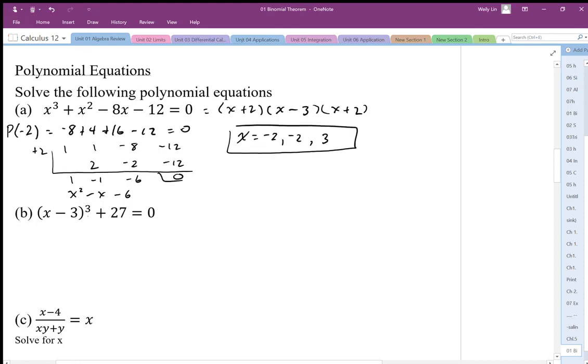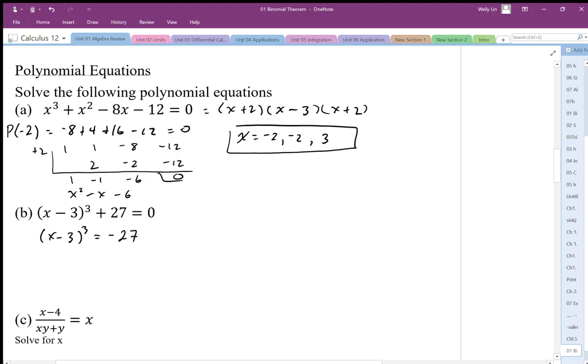For this one here, we can try doing the same thing. However, the reason why we factor this is because we couldn't isolate the x. Here we can isolate the x. So we're going to end up with x minus 3 cubed equals -27. Okay, we can undo that by cube rooting.